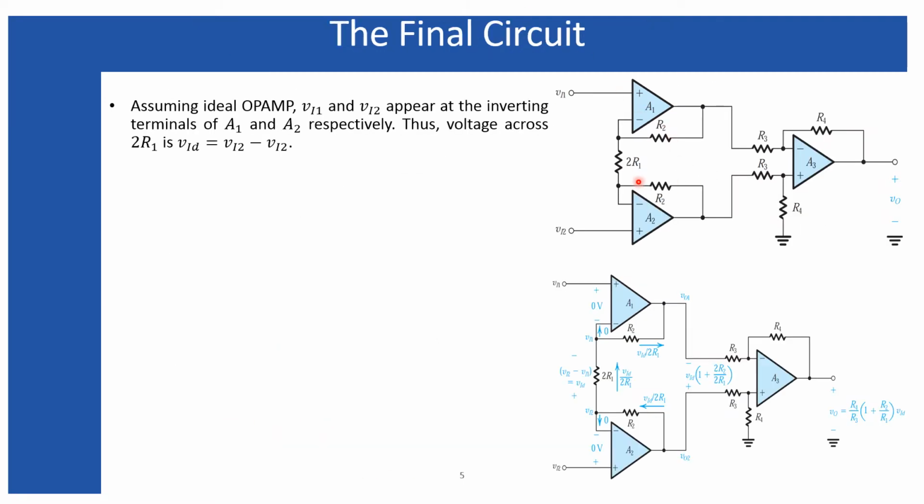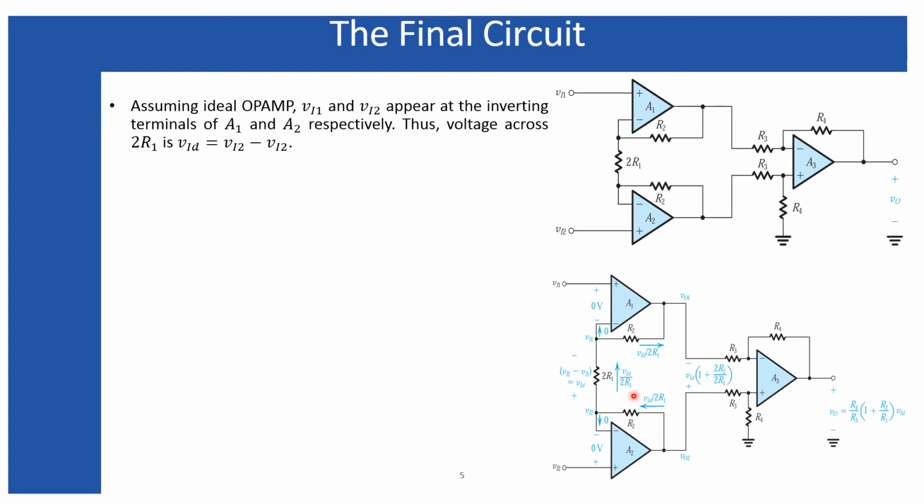Here is the improved one. From my previous circuit, if you remove the ground terminal which was placed at this point, and replace those two individual R1 resistors associated with the operational amplifiers A1 and A2 by an equivalent resistance 2R1, then the previous circuit will be converted into this new and improved one.